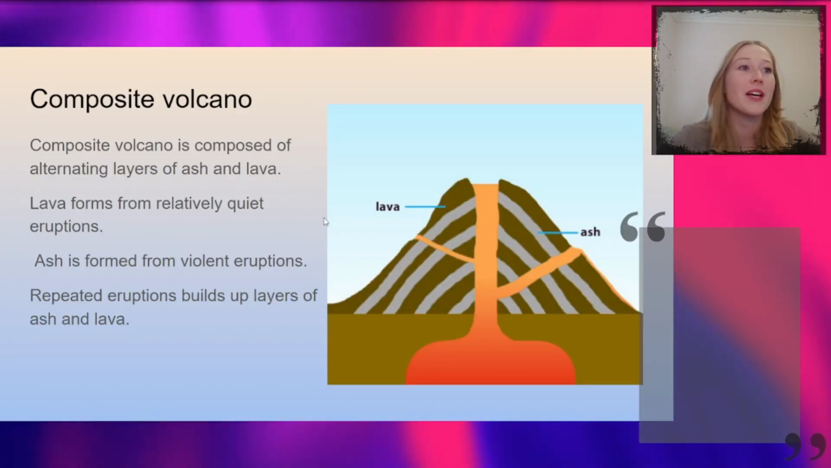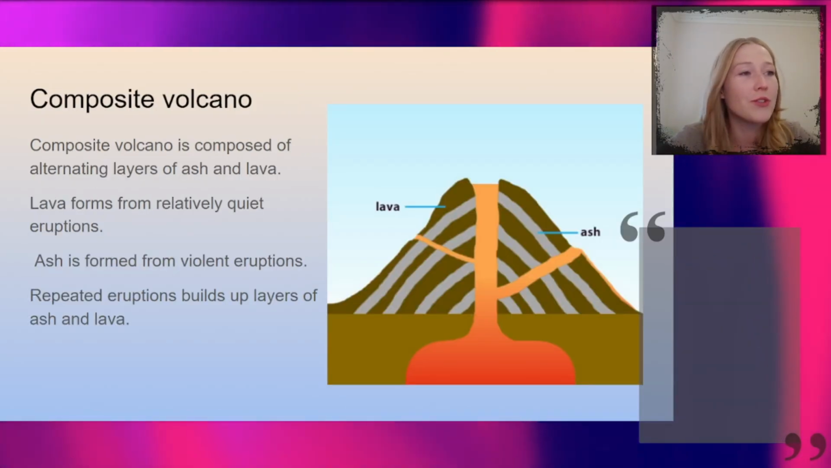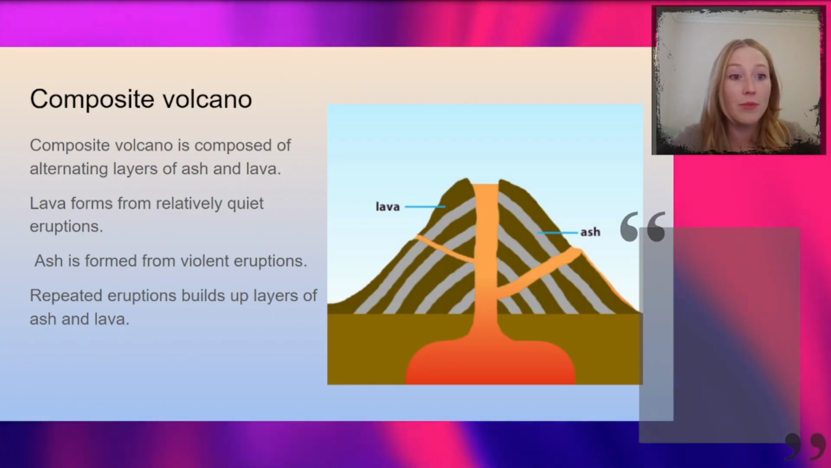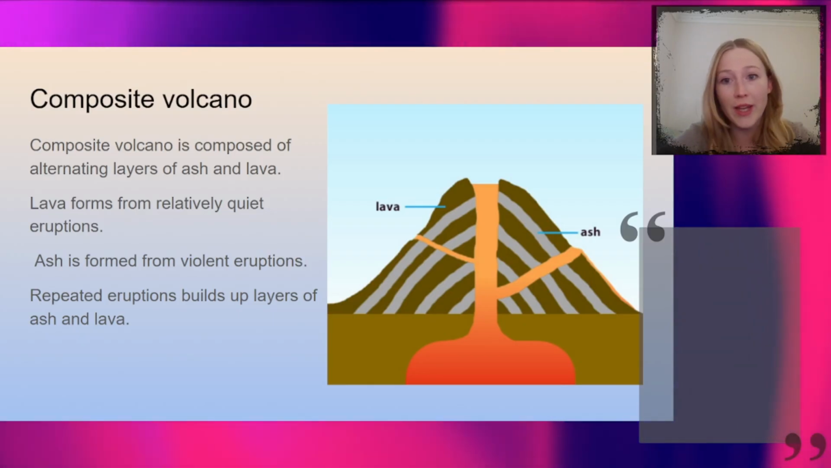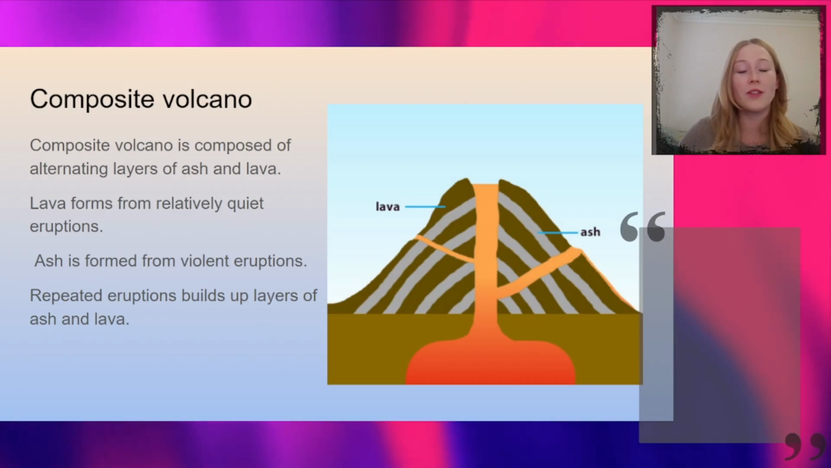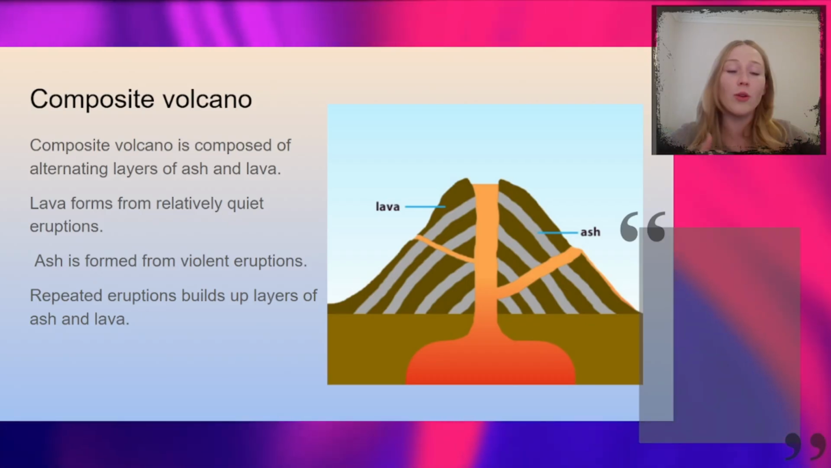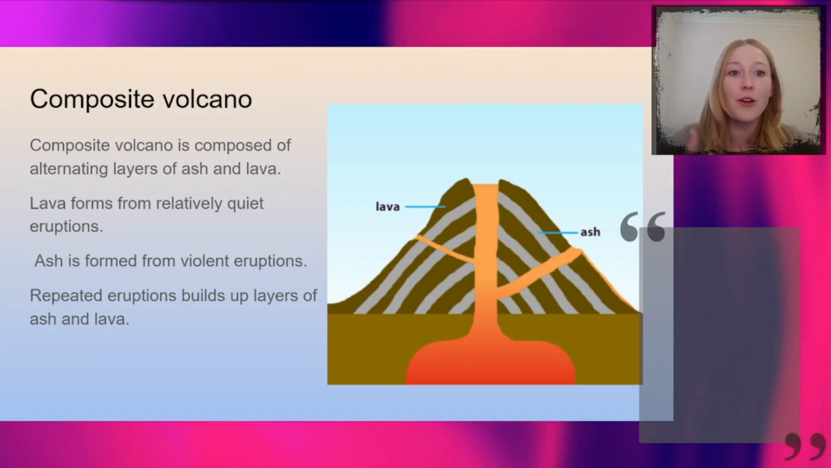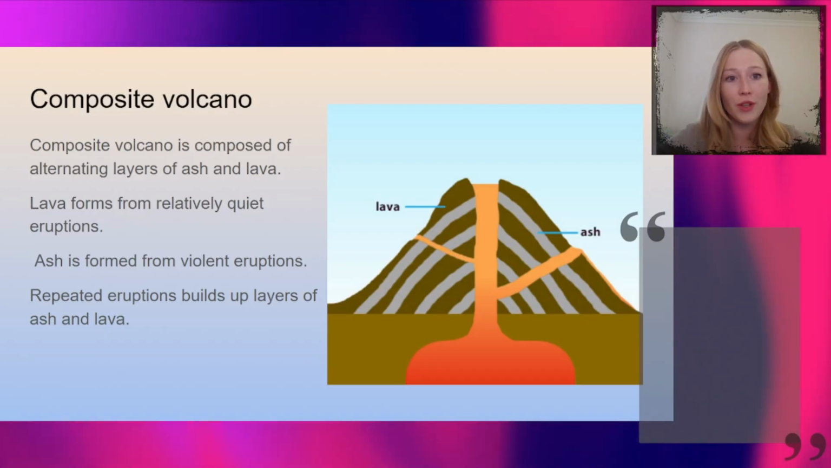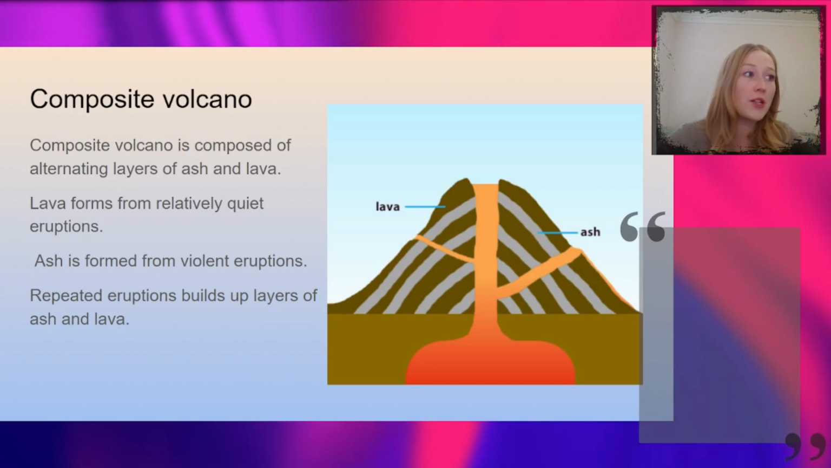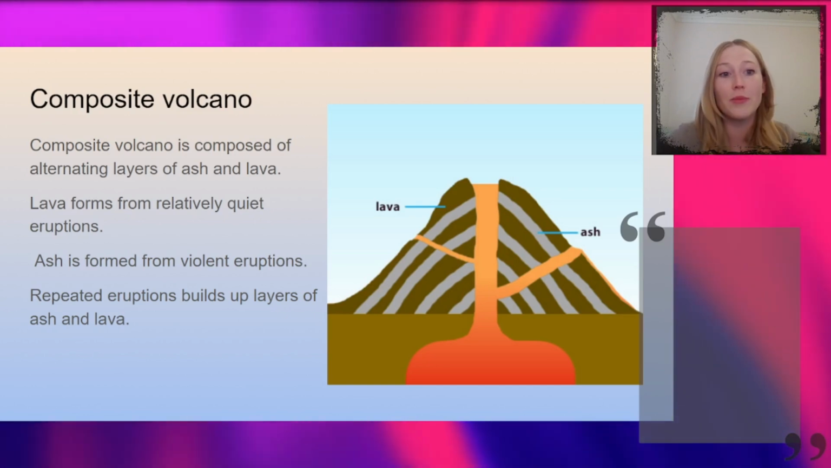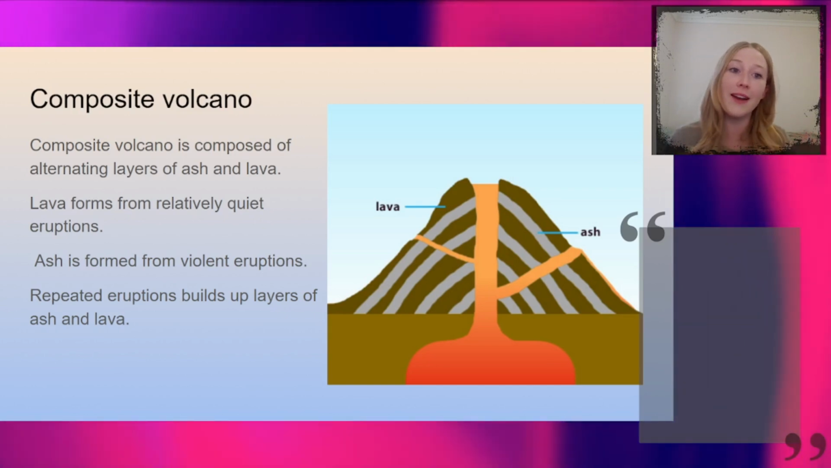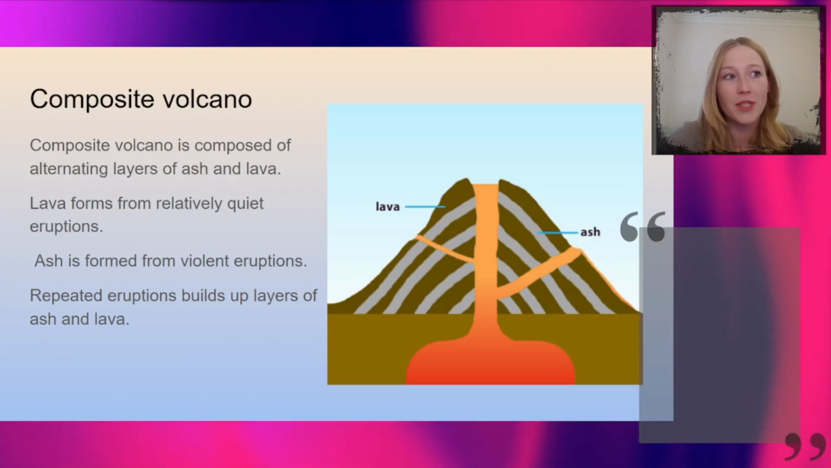And then that brings us to composite volcanoes. Composite volcanoes are also sometimes referred to as the stratovolcanoes. Unlike the previous ones where it was either made of lava or ash, the composite volcano is made up of varying layers of both. The reason why it's also called the stratovolcano is because strato means layer. So it is layers of different types of materials.